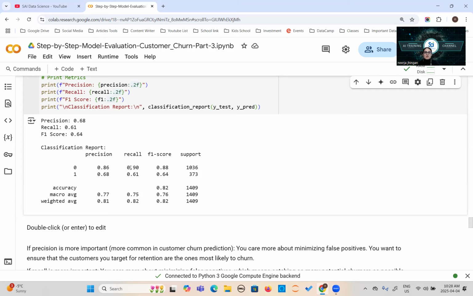Now look at the recall. If the customer is a 0, like churn, my machine is also saying yes, he is going to churn, right? And in the same way in the case of this, right?